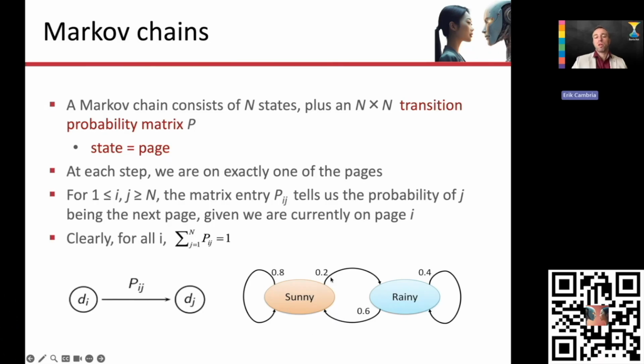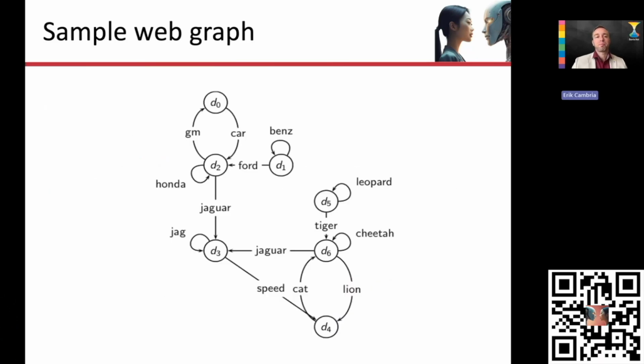Here we see that if it's sunny, there is an 80% probability that it stays sunny, but also a 20% probability that it becomes rainy. Once it's rainy, I have a 40% probability that it stays rainy, and 60% that it goes back to sunny. So this helps me model different states of a graph, which is very applicable to the web graph.